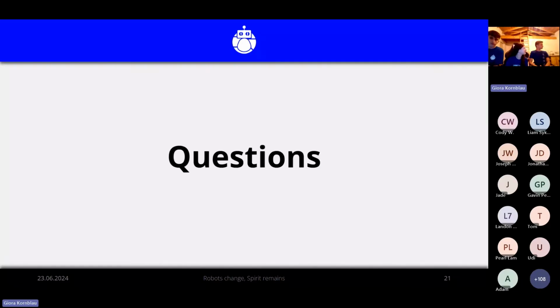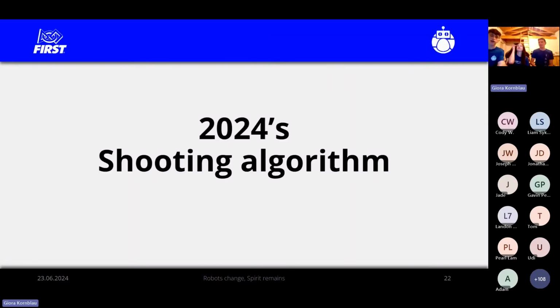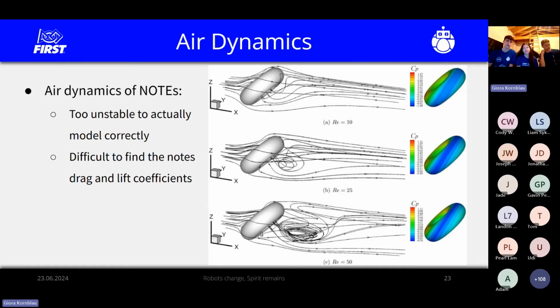Okay. So the next part is going to be the 2024 shooting algorithm. Firstly, the aerodynamics of the note. We showed at the start of the season that the note is too unstable to actually model correctly. You can see at the right the aerodynamics of the note. We saw it in an article at the start of the season, and we also figured that it was difficult to find the note's drag and lift coefficients.